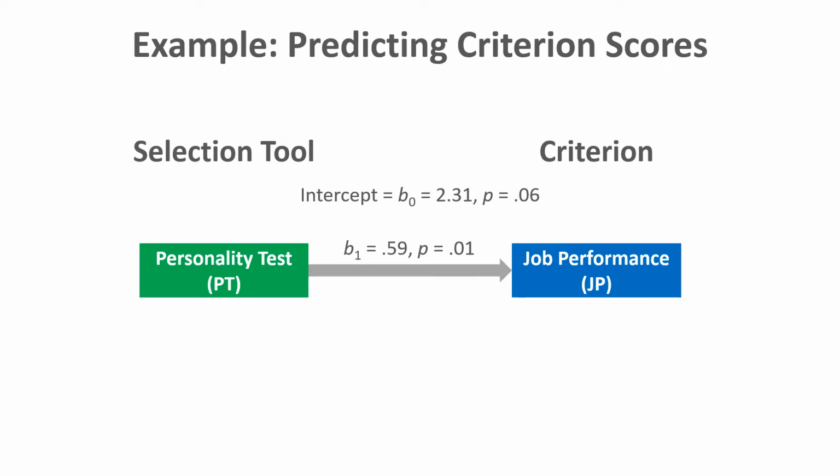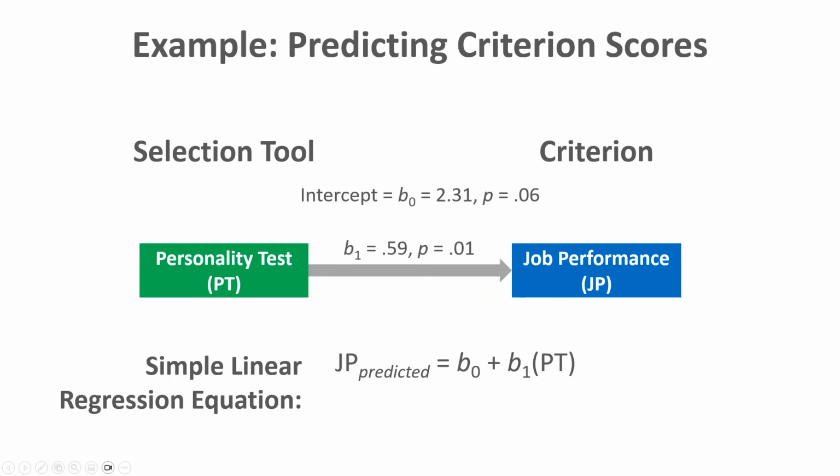And given that, and the fact that this is a simple linear regression model that is unstandardized, meaning that the original variables here did not go through any standardization, we can interpret this regression coefficient in the original scaling of our variables. And so, for example, we could make a statement like, for every 1 unit increase on our personality test, job performance increases by 0.59 units.